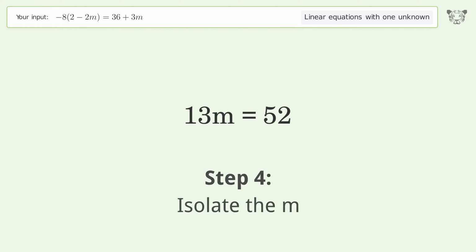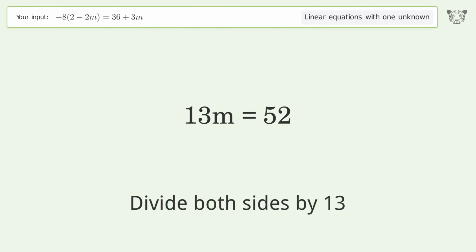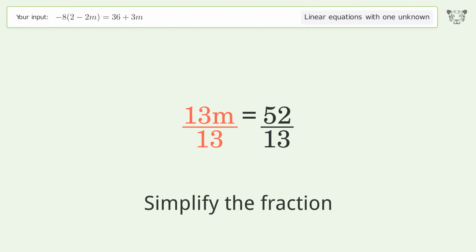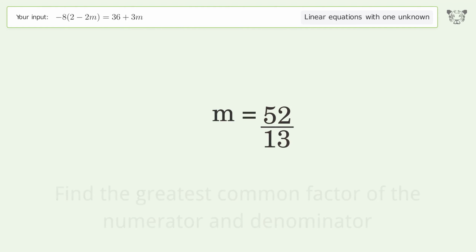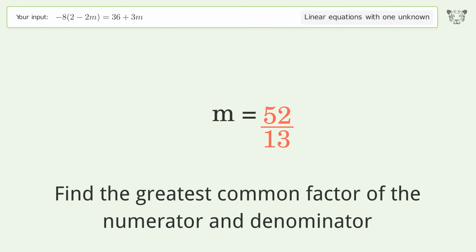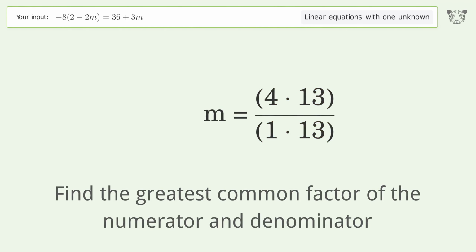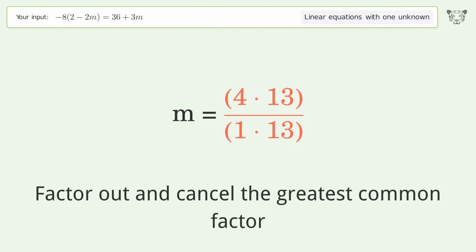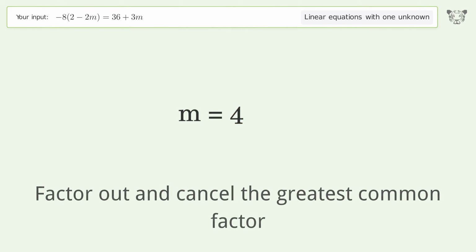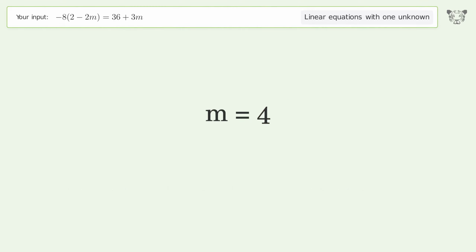Isolate the m. Divide both sides by 13. Simplify the fraction. Find the greatest common factor of the numerator and denominator. Factor out and cancel the greatest common factor. And so the final result is m equals 4.